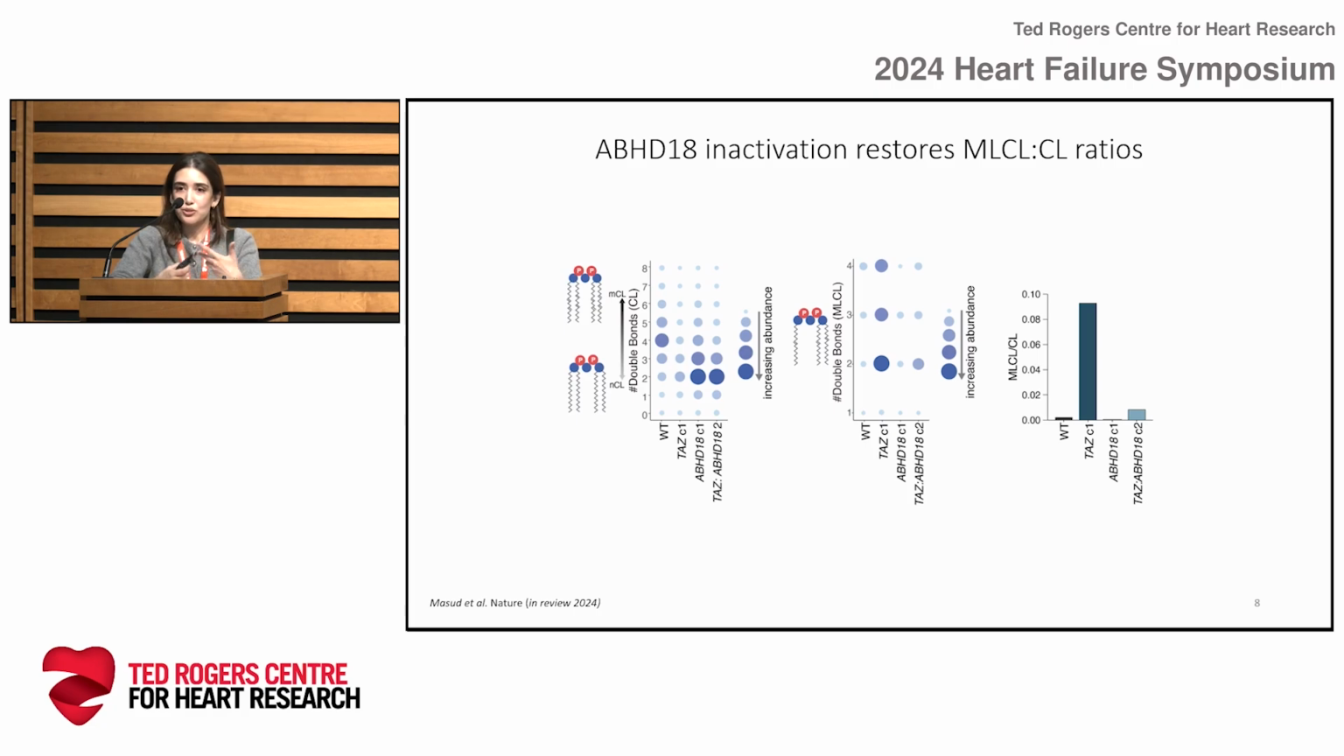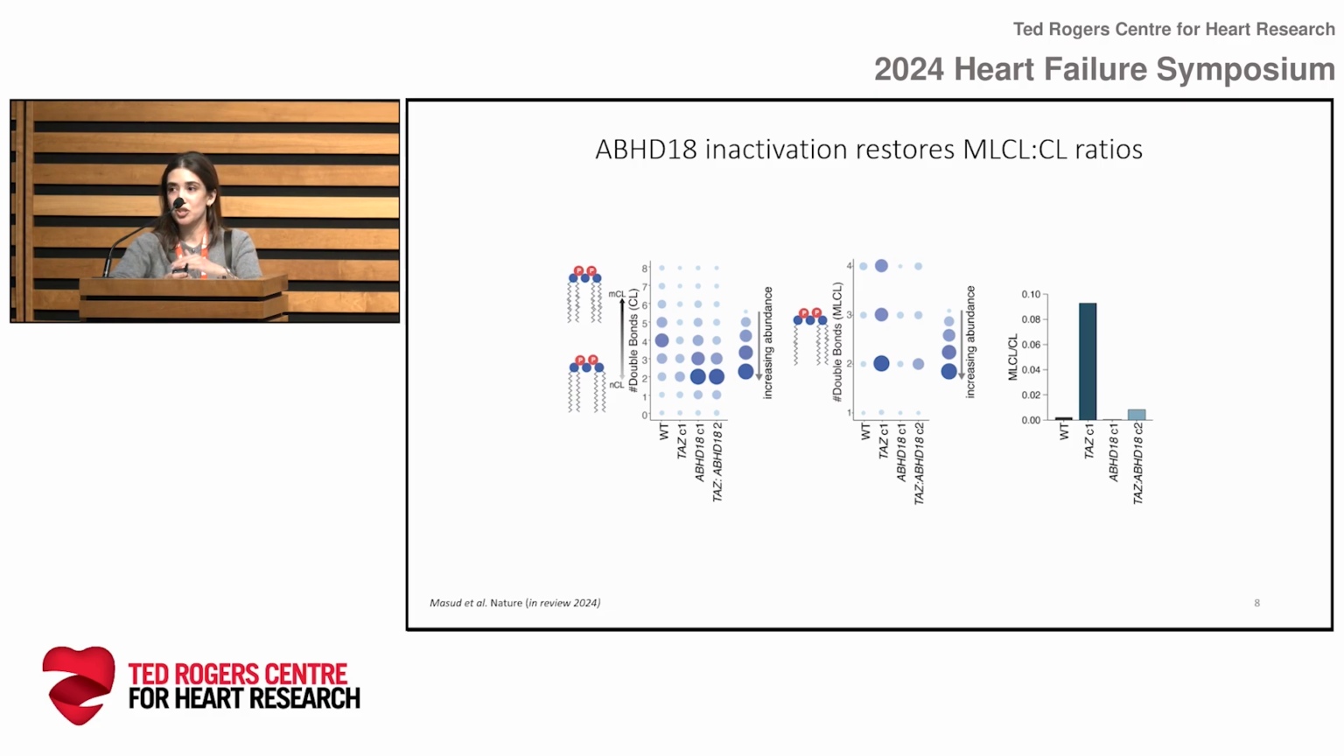So importantly, I told you that the hallmark feature of Barth syndrome is an elevated monolysocardiolipin to cardiolipin ratio. When we knock out ABHD18 in a TAS mutant background, we can actually restore that MLCL to CL ratio. And what was interesting is that we found ABHD18 on its own had very little monolysocardiolipin being generated.